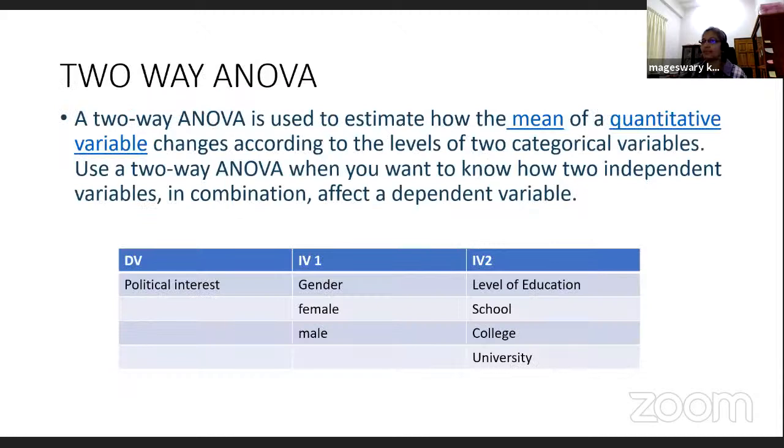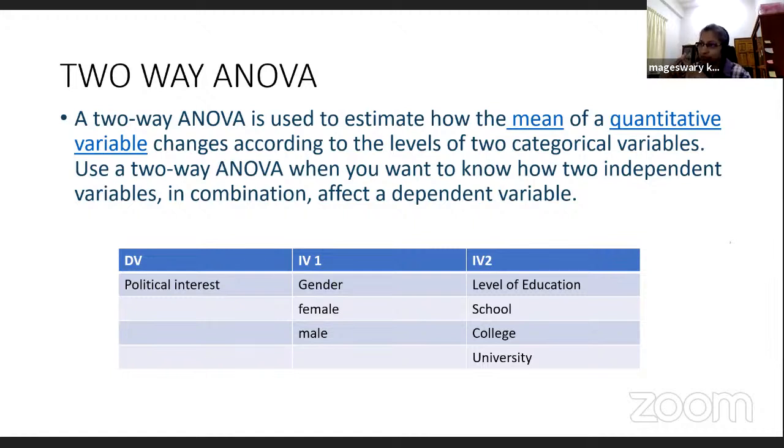Now we go to two-way ANOVA. The difference between one-way and two-way ANOVA, as I said just now, is that in two-way ANOVA you have two independent variables and one dependent variable. Since you understand ANOVA already, you can actually do one analysis connecting the DV and IV1, and another ANOVA connecting the DV and IV2, correct? So you can do two steps of ANOVA.